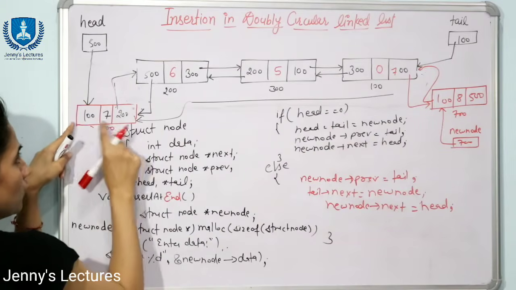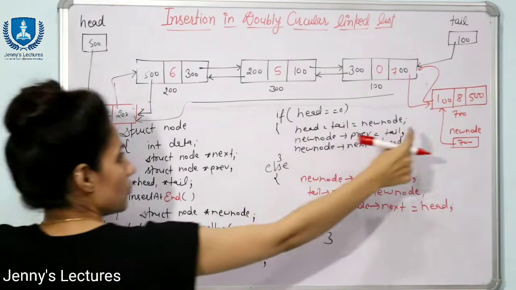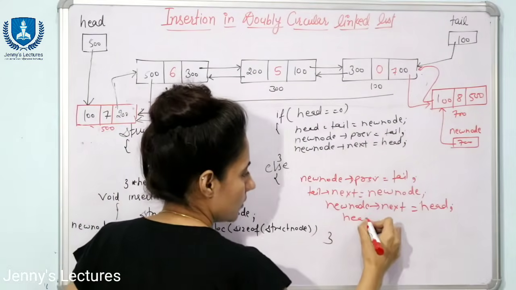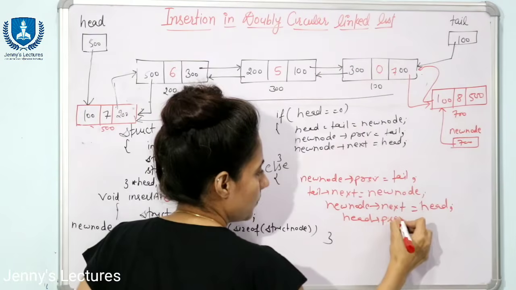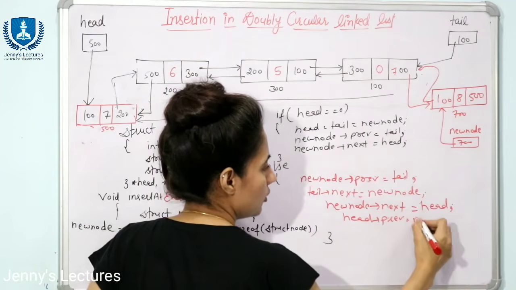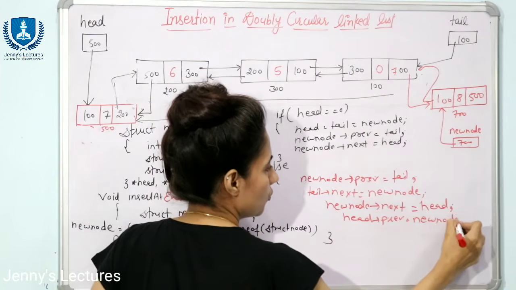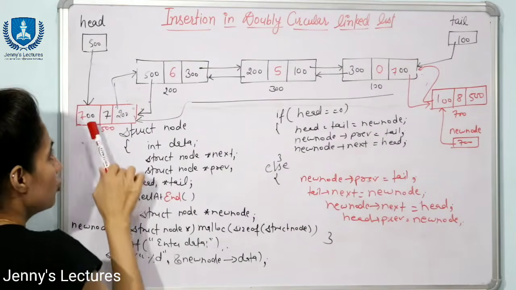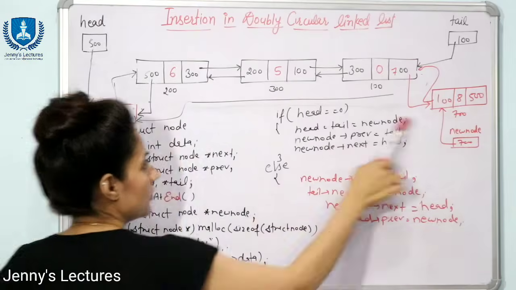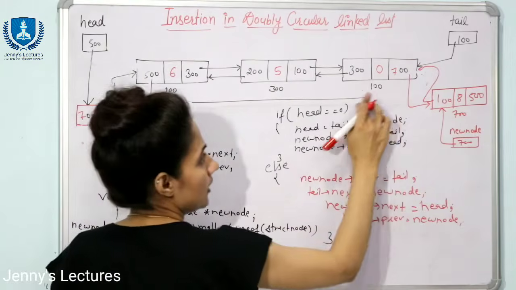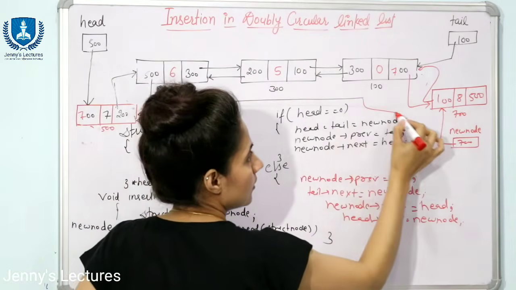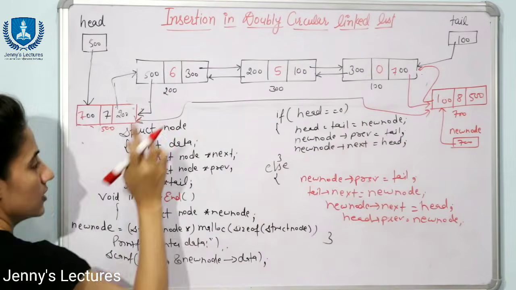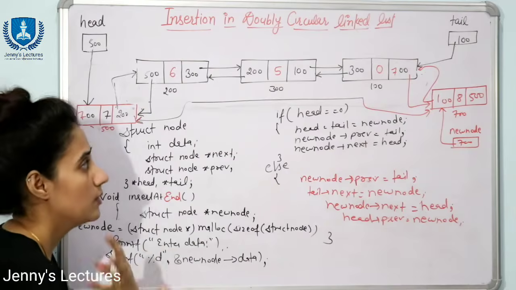Now the previous pointer of the first node would contain the address of the last node, right? So head of prev, head of prev. The address of the last node is in the new node pointer. So here I will write new node. It means now here I have 700, right? So now this is also pointing to this node and this is pointing to this node. So we can set this link, right? Like this. This link is bidirectional. This and this, right? To make it a doubly circular.